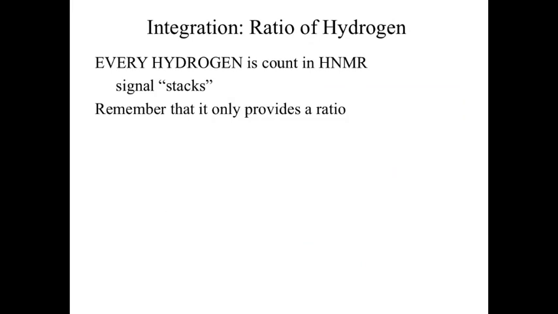Integration gets a little bit trickier. So what we're looking at with an integration is the ratio of hydrogens. Every hydrogen is counted in an HNMR, so our signal will stack. And then you have to again remember that it only provides a ratio. So if we draw a sample spectrum, let's say this is 0 and this is a number. I don't really care what the number is.